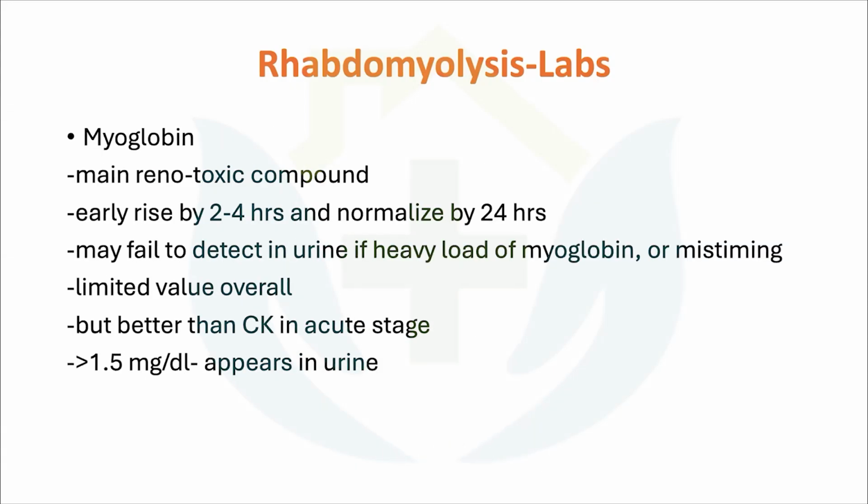Myoglobin. Coming to myoglobin, we don't measure the serum myoglobin because it peaks very rapidly within 2 to 4 hours and goes down very rapidly within 24 hours. We can measure the urine myoglobin. It is a very early marker of rhabdomyolysis, usually done within 24 hours.